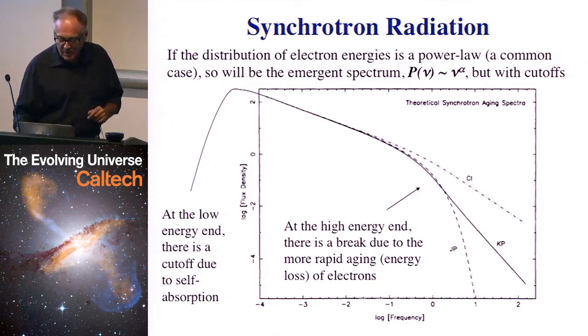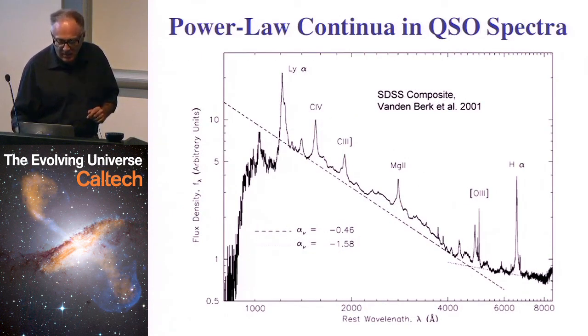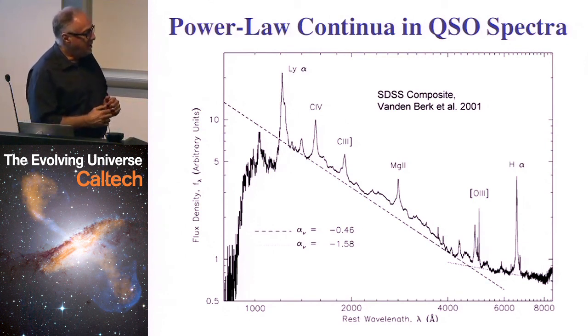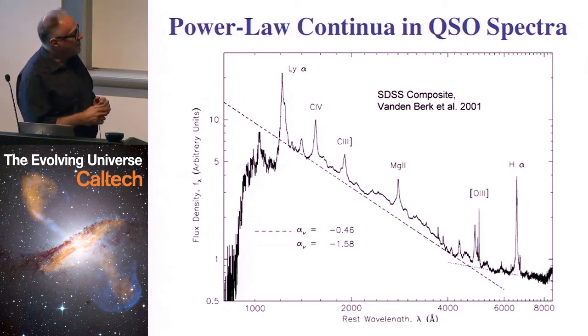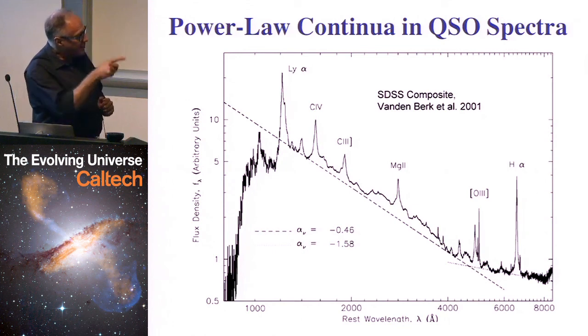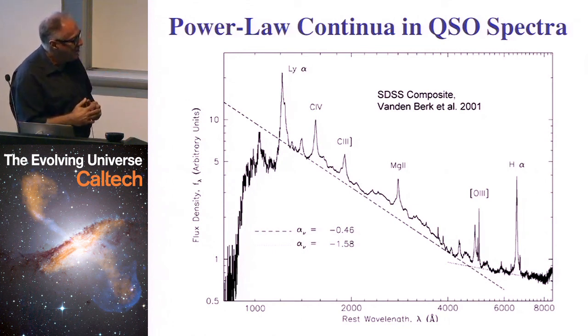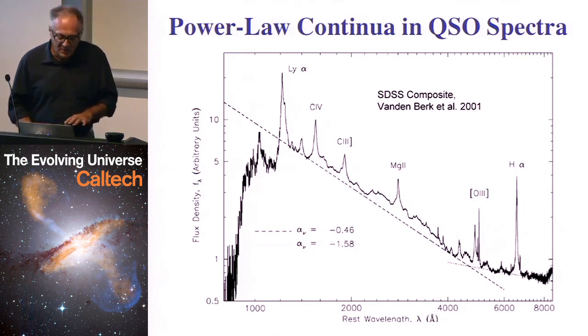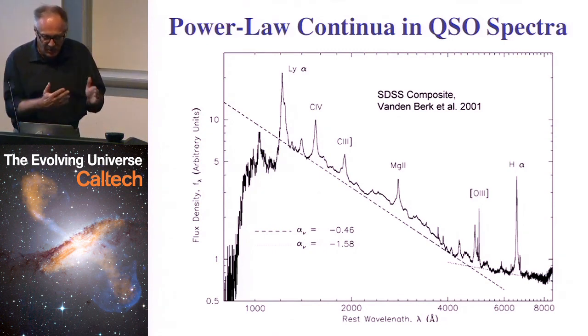So here is the average spectrum of a quasar in the optical and ultraviolet. In fact, if you draw a line through it on a log-log plot, it's a straight line. It describes the continuum, so it's a power law continuum, on top of which there are some bumps, which may be thermal emission, plus the emission lines. And the cutoff in the ultraviolet is due to the gas between you and the engine.